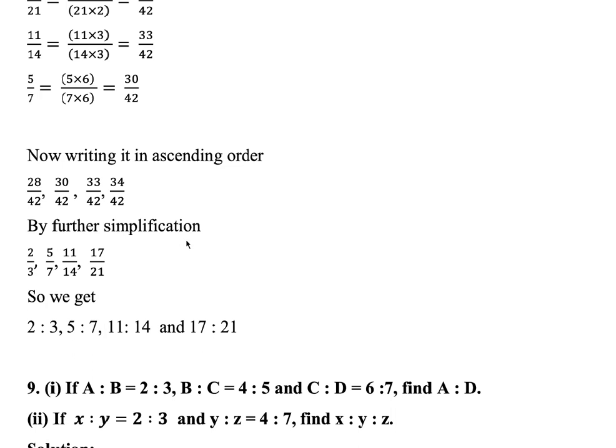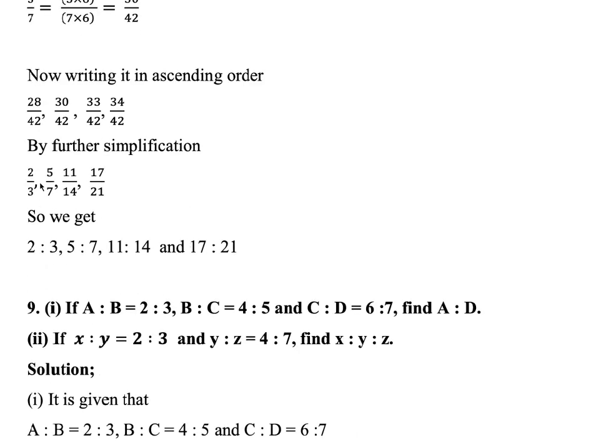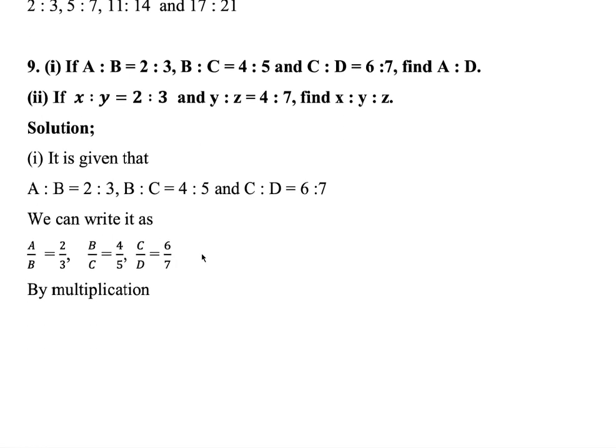By further simplification we can write 2 by 3, after that 5 by 7, after that 11 by 14, after that 17 by 21. So we get 2 by 3, after that 5 by 7, after that 11 is to 14, after that 17 is to 21. Come to the next problem.